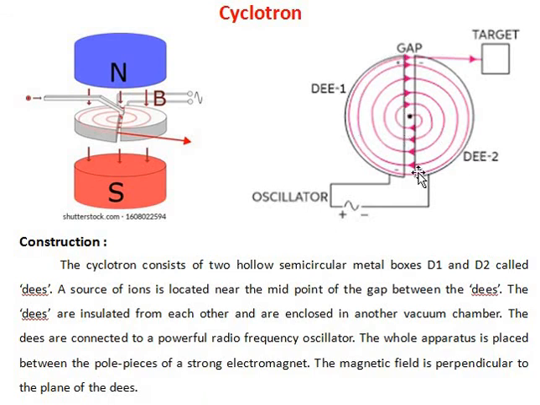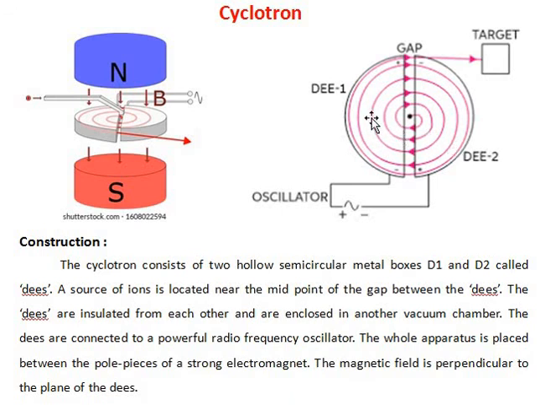The shape of this hollow semicircular disc looks like a D shape, and this is the half semicircular, that is, the second D shape. So this is D1 and this is D2. These D1 and D2 are connected to a high radio frequency oscillator, and both Ds are kept in an evacuated chamber, a vacuum chamber.